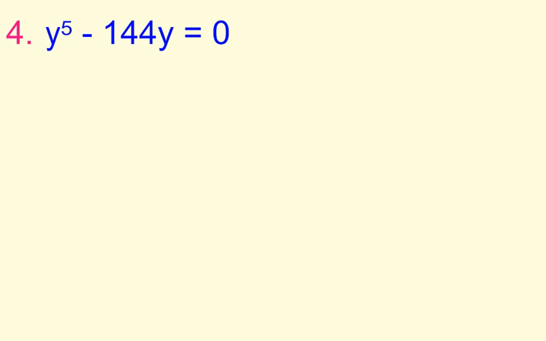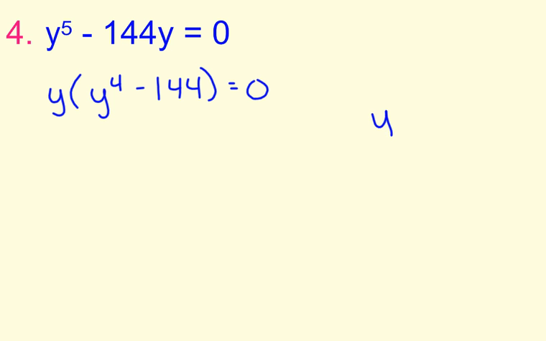The next one then, here we have 5. So I have 2 terms again, so I'm thinking difference of squares. I can take out a y, just a y. So I have y to the 4th minus 144. Now remember, we're looking for the difference of 2 squares. Is y to the 4th a perfect square? Well, y squared times y squared equals y to the 4th. So it's a perfect square. The square root of it is y squared.